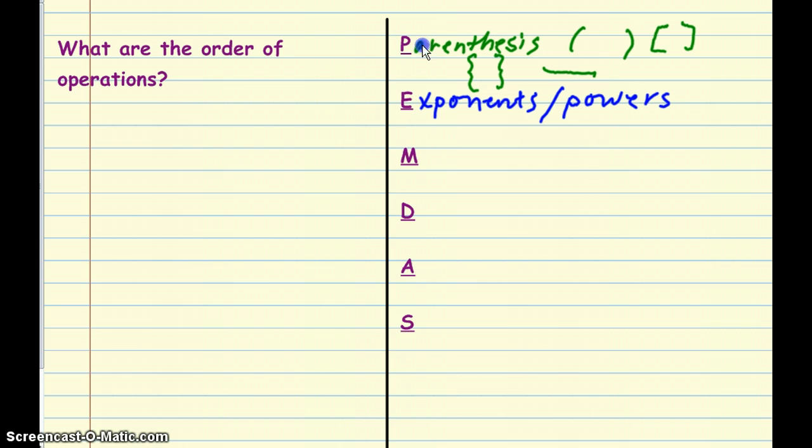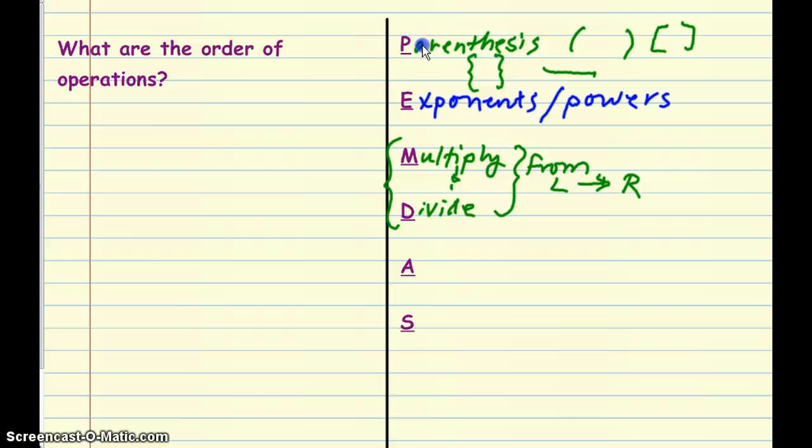The next two go together. You multiply and divide from left to right. So whichever one you see first, starting from the left all the way over to the right, you multiply and divide together.